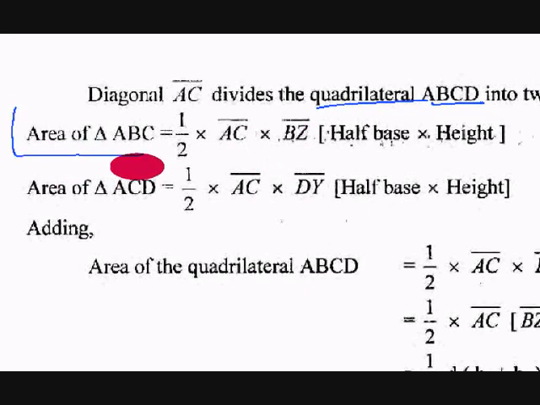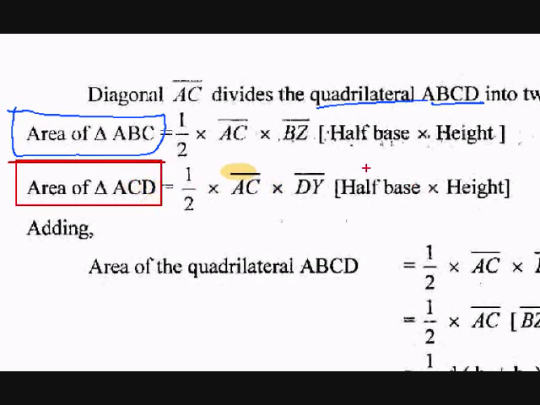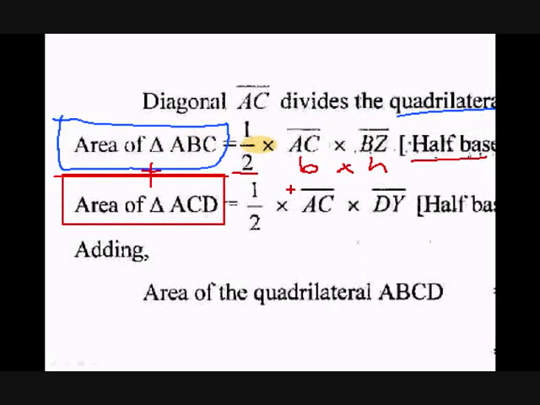So if you find the area of triangle 1 and the area of triangle 2, then we add up these two areas, we get the area of the quadrilateral. So what is the area of a triangle? Half into base into height, right? That is base into height. So what is the base? Base is AC. So the AC is the base.